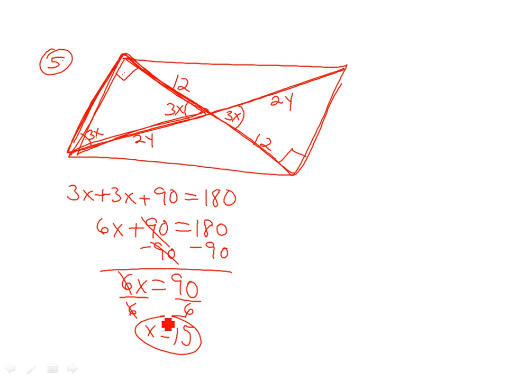What's 3 times 15? 45. So this angle right here is 45 degrees. What's this angle over here then? 45. What's this angle over here? 45.